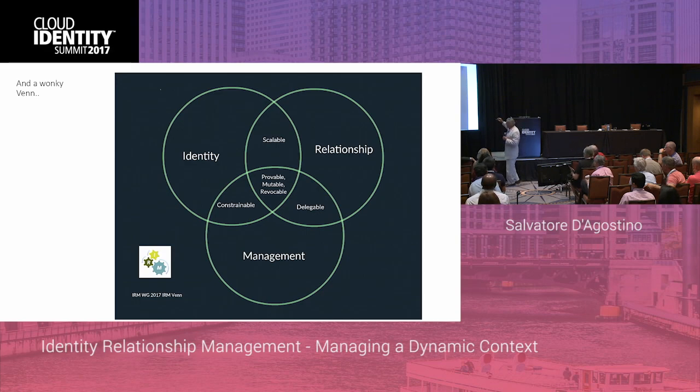The way that I saw this was that an identity itself, you can constrain an identity, but you can't constrain a relationship on your own, right? The way that it gets to be constrainable in a relationship is when you've got these things, right? So scale, constrainable, and delegable are dependent on other circumstances being true. Whether those circumstances are provable, mutable, and revocable all the time, I'm not sure, but that was where I was going when I was looking at this.